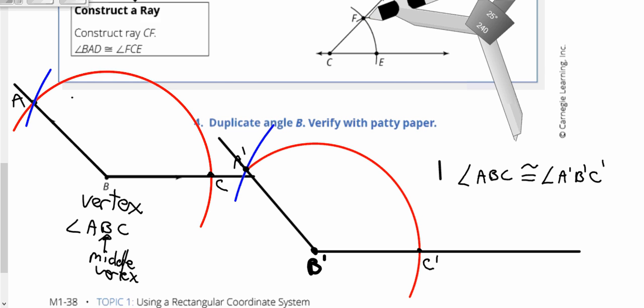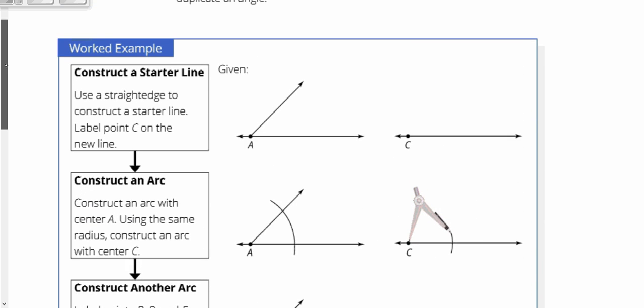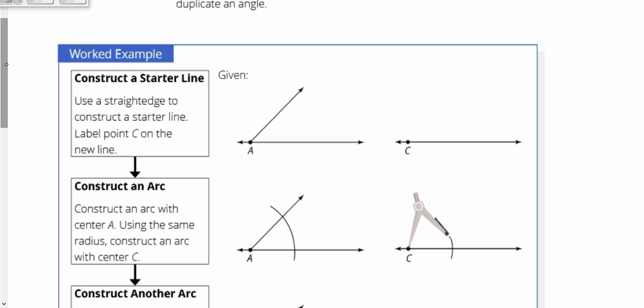All right, so let's just run through that real quick with the worked example. Okay, I'm going to go up here to the top on the worked example. This is your given, so this is your original, and this is your duplicate. This is what you are making.